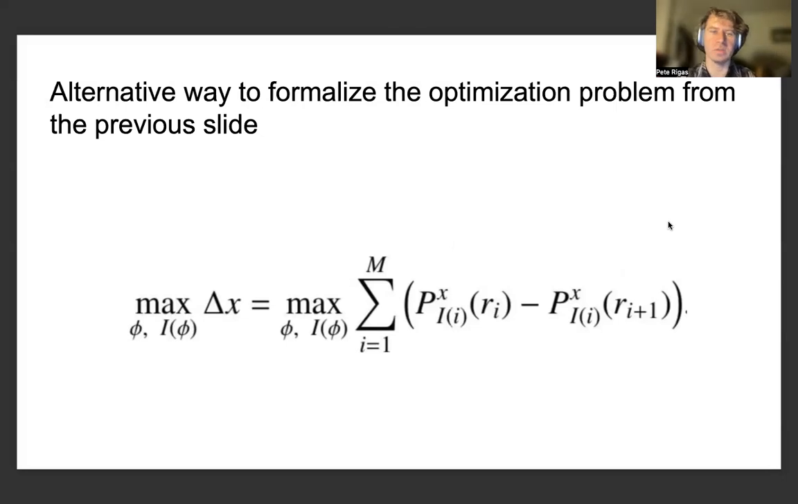And an alternative way to formalize the optimization problem from the previous slide is given by the fact that we can take the same optimization, which is given by a maximum over phi and I of phi of delta x, which we gave in the previous slide, but we can also look to subtract the connection or the transition probabilities of the robot from the point x, given some contact pattern I, which is the difference between these two quantities as a function of either R of I or R of I plus 1, while still taking the summation over i equal to 1 to m.